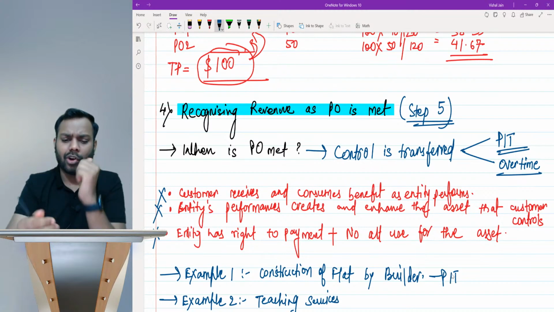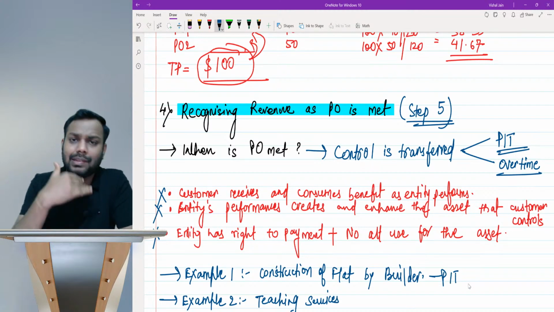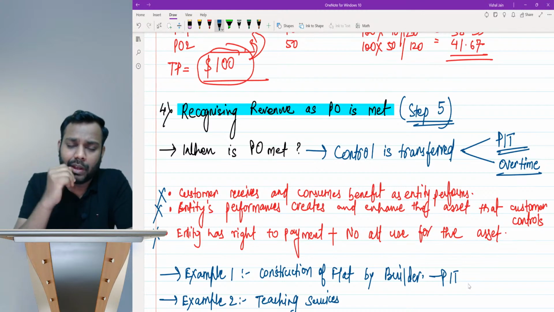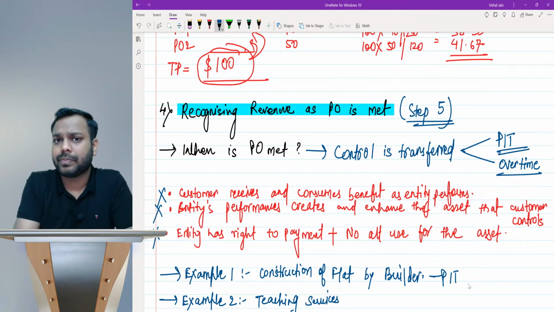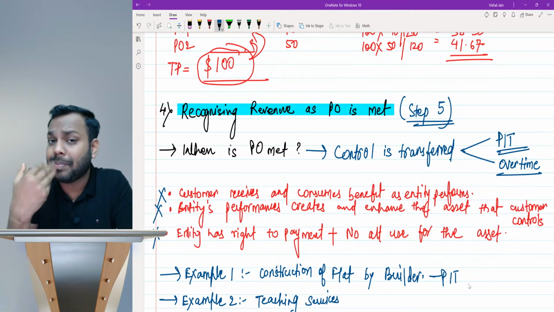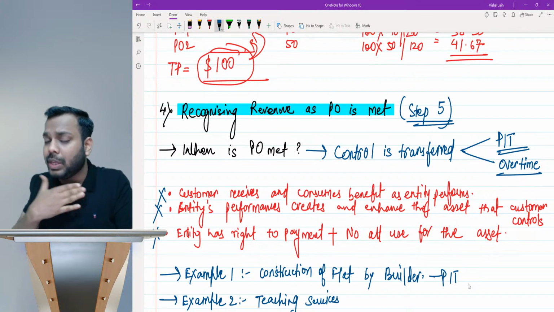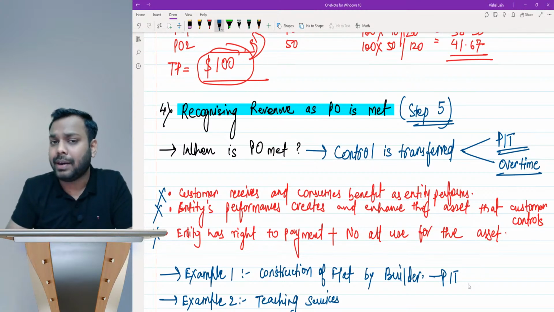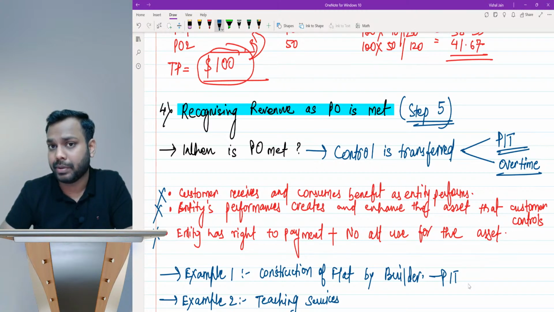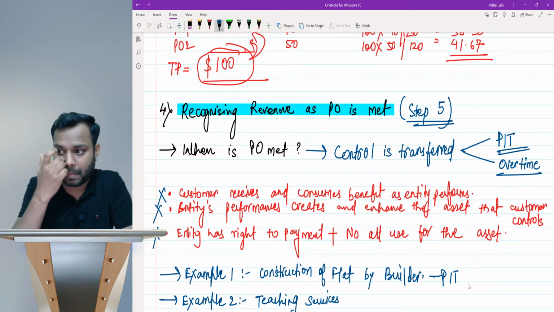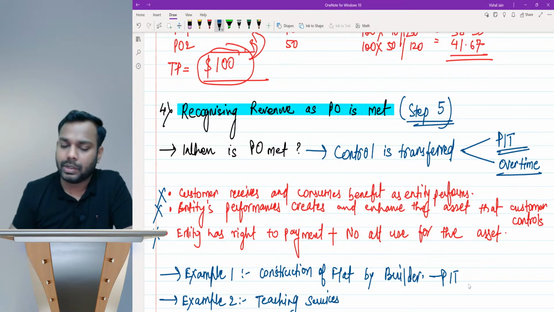Okay, now let's talk about our teaching services. Our teaching services continue for 3 months, right? When I am teaching you, you receive the benefit as I am teaching, side by side. You, as a customer, are receiving and consuming the benefit as I am performing. So for example number 2, condition number 1 gets satisfied.